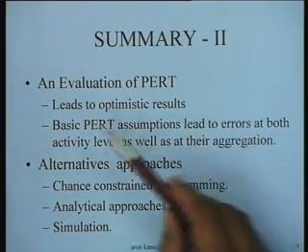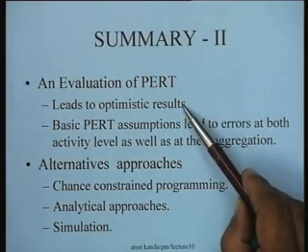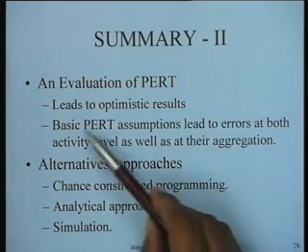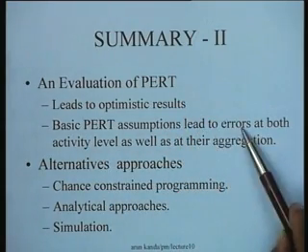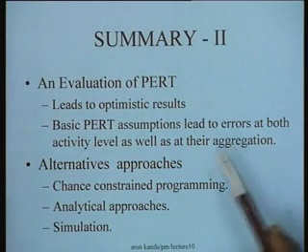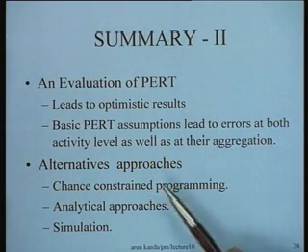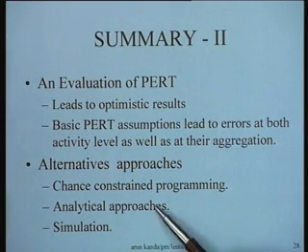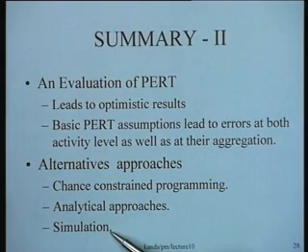Then we have tried to do an evaluation of PERT. We have seen that PERT leads to optimistic results. Basic PERT assumptions lead to errors at both the activity level as well as at their aggregation. And finally, the alternatives to PERT are chance constraint programming, analytical approaches, and simulation. And we will try to look at some of these techniques in some of our future lectures.